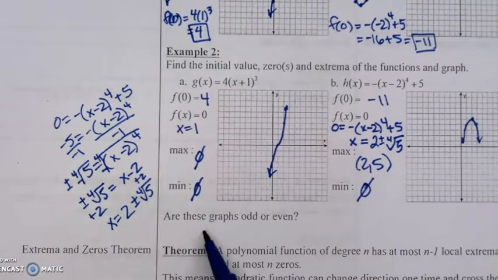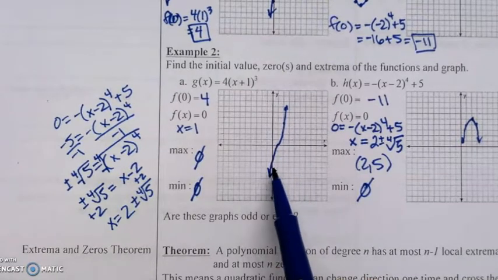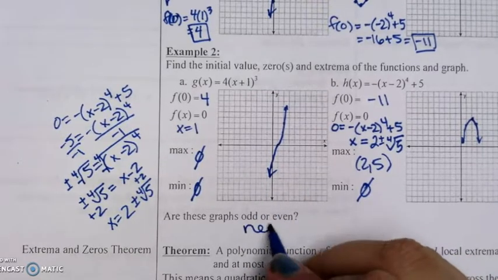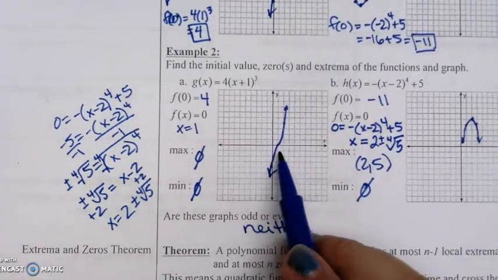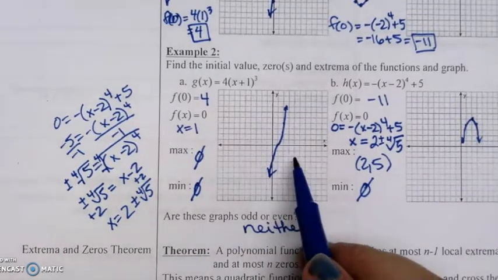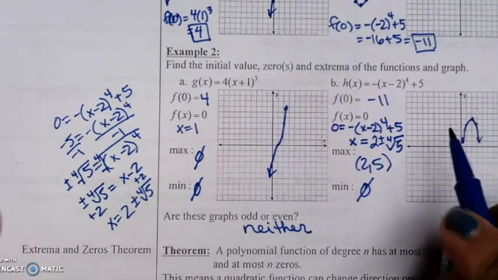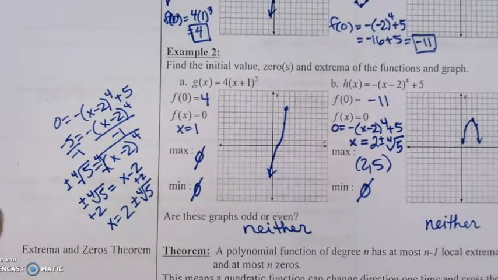Okay? To tell if these graphs are odd or even, we're looking at the symmetry. So in the first graph, can I fold it over the y-axis? No. Can I rotate it 180 degrees? No. That means it is neither. Even though it has the shape of an odd function, because it's been shifted over, it no longer has that perfect odd symmetry. Same for part B. It has the shape of an even symmetry, but because it's been shifted over, now it has neither symmetry. That's not saying the graph doesn't have symmetry, it's just not odd or even symmetry because those are very specific.